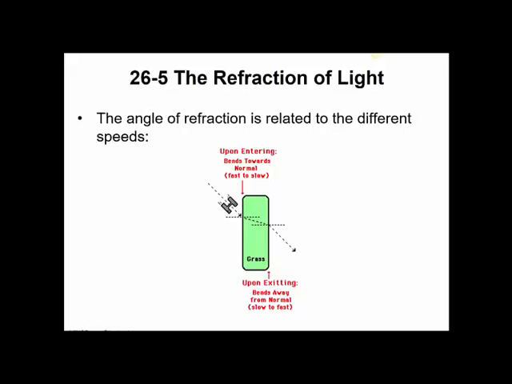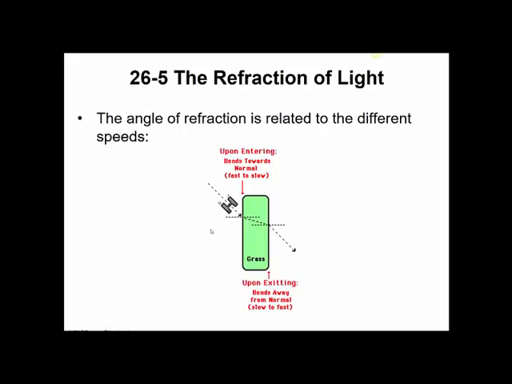Consider a piece of glass that you're looking through. Light that hits the surface of the glass is moving from air where it's traveling at 3 times 10 to the 8 meters per second. And when it enters the glass, it slows down significantly. So it bends, and as a result, it bends towards the normal.